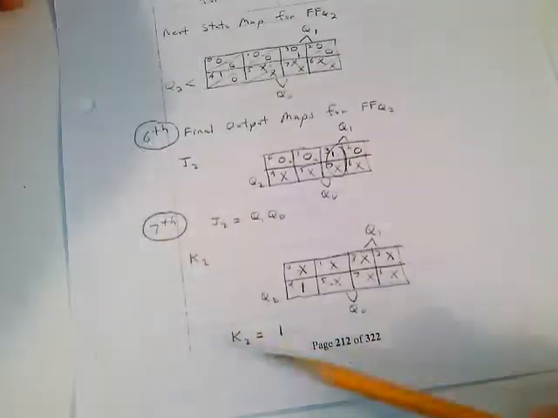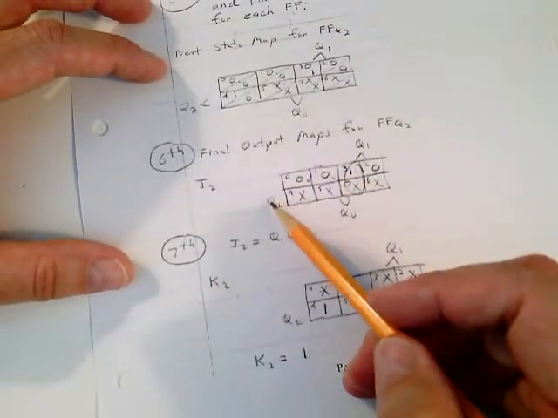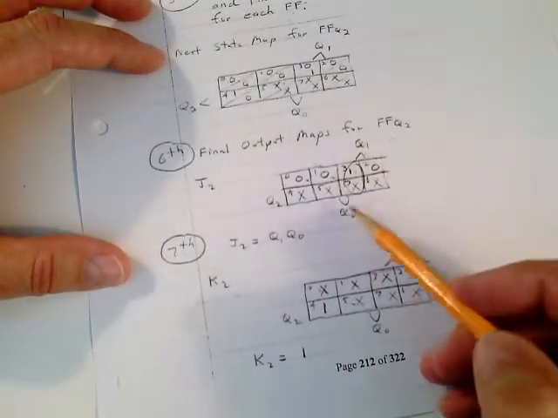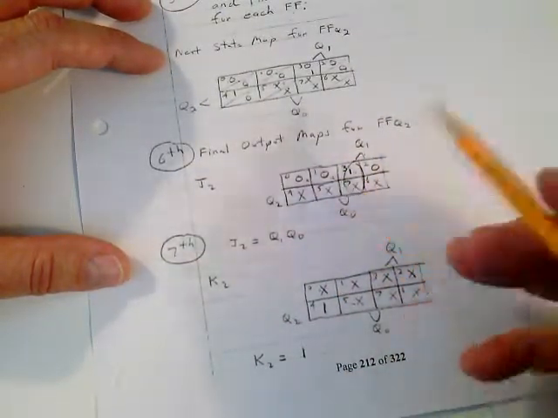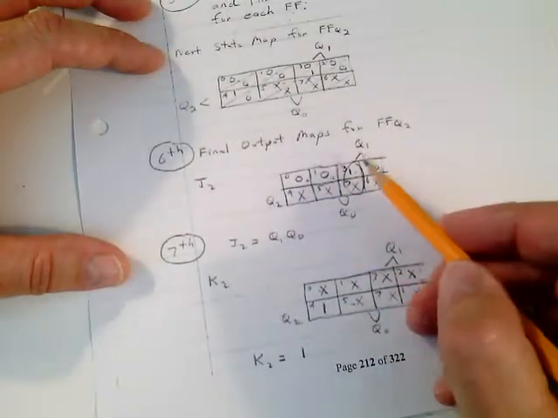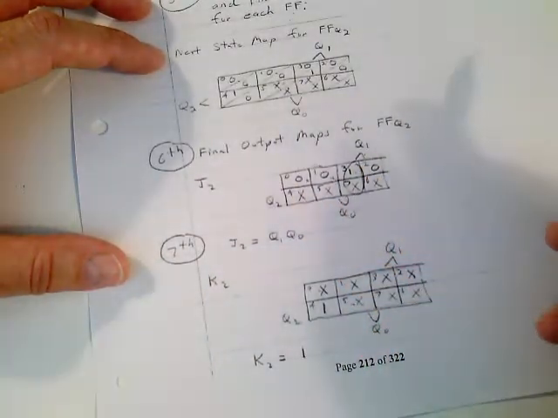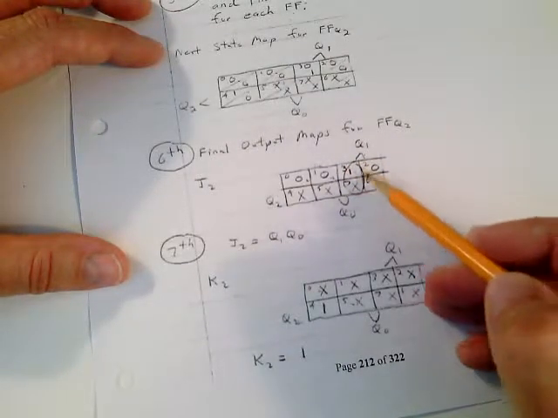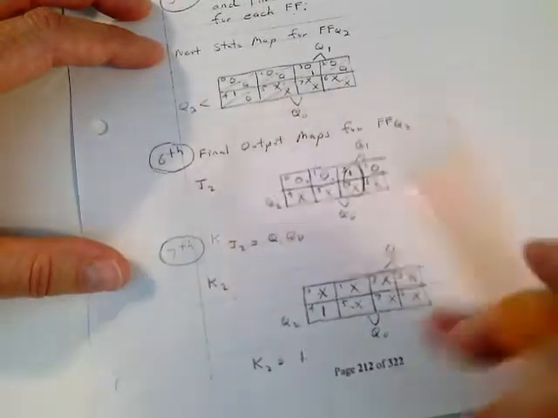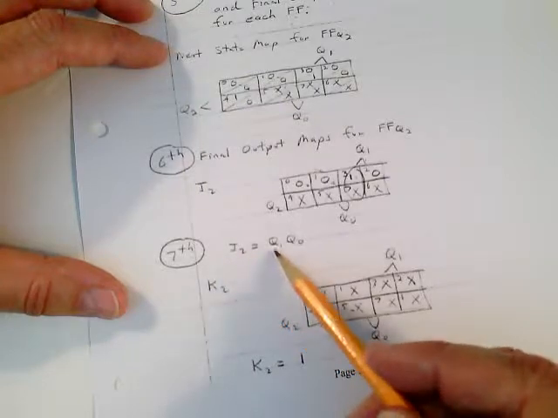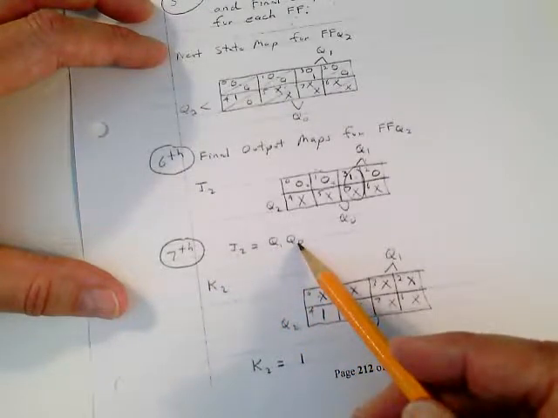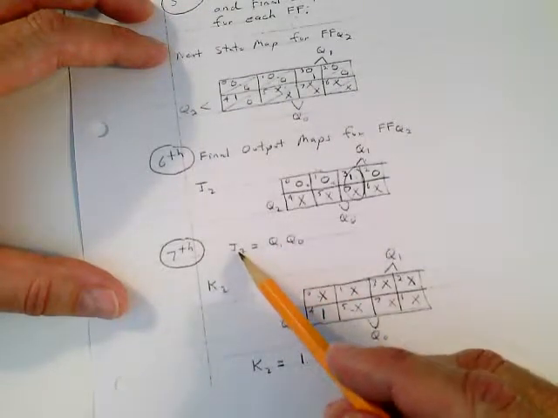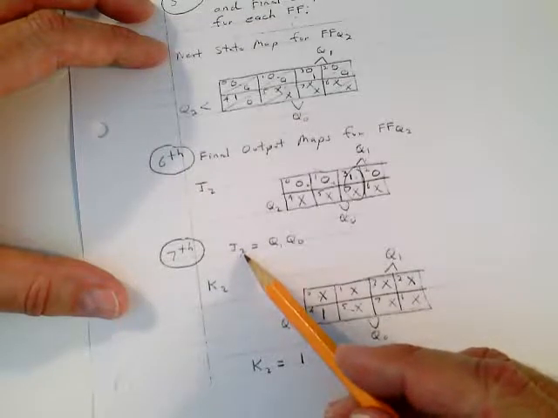Then all you have to do is look at these maps and say, here's your Q2, here's your Q1, here's your Q0. Use your reduction techniques: form the largest groups you can and use X's as wildcards. I have to include all the 1s, and there's only one 1 there. So the input J2 is Q1 and Q0. It's a 2-input AND gate to form the J2 input of that most significant flip-flop.